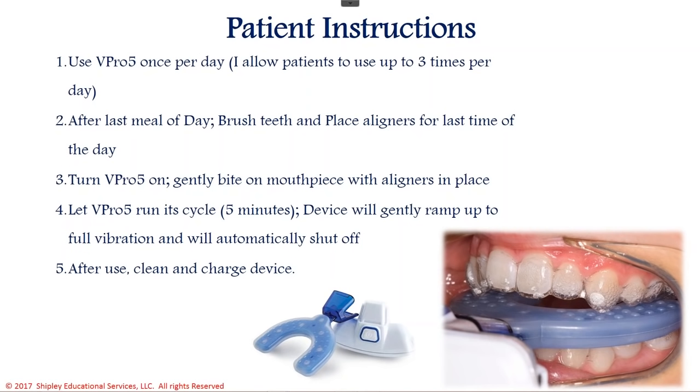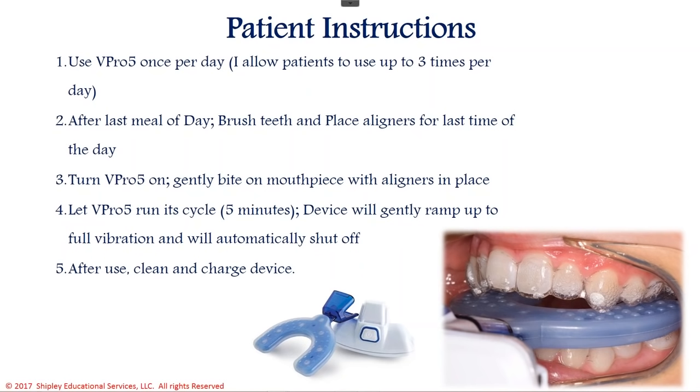We want them, because it's an aligner seater, we want the patient to have their aligners in before they place the V Pro 5 in. They put their aligners in, they put the V Pro 5 in, turn it on, and then it gently ramps up over 5 minutes. So they bite gently on the mouthpiece. We let the V Pro 5 run its cycle after 5 minutes. It'll automatically shut off, but over that 5 minutes it's going to gently ramp up to the full 120 hertz.